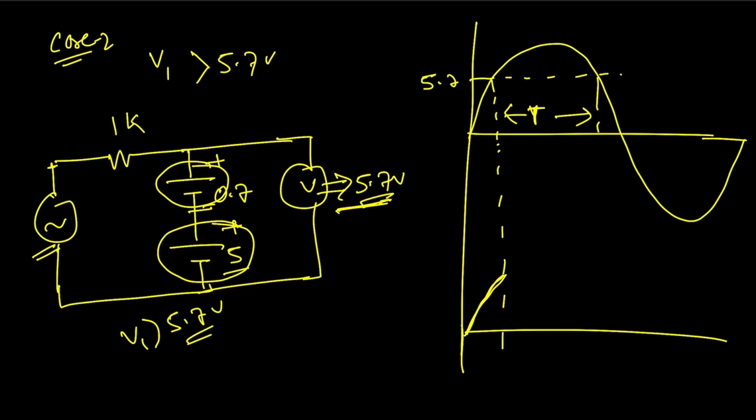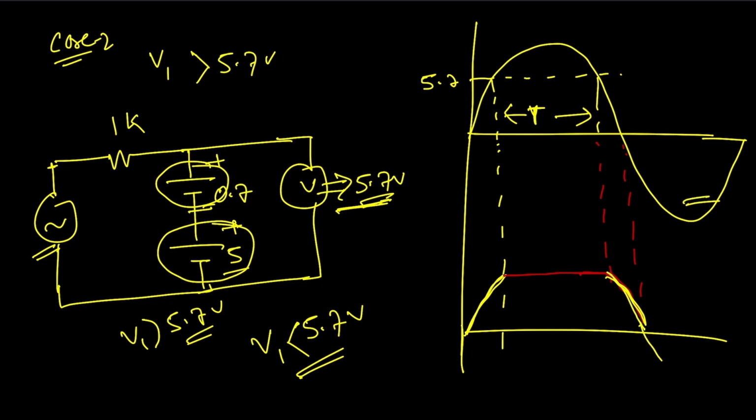That means this will be constant up to this line, and then again it will follow the input, right? As Vi will be less than 5.7. Okay, and in the negative half cycle, still V1 is less than 5.7 volt, right? As this is negative, that means we will get the same as the input voltage. Okay, now you can understand why we get this particular waveform in the simulation output.